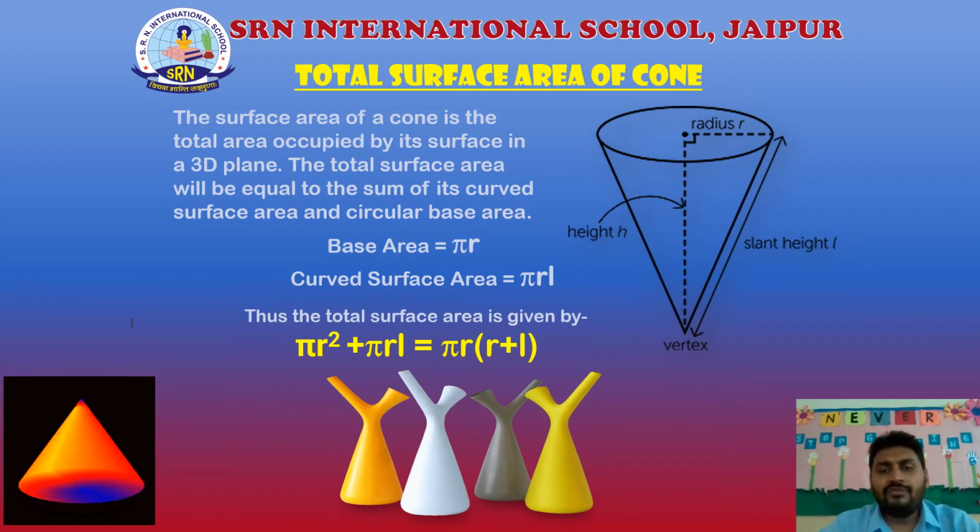Now base area, if we come, now base is what? It is a circular part, so its area is pi r square, and the curved surface area is what? Pi r l. So the total surface area becomes pi r square plus pi r l, is equal to, we'll take the pi r common and it becomes pi r times (r plus l). So this is the formula of total surface area of cone.